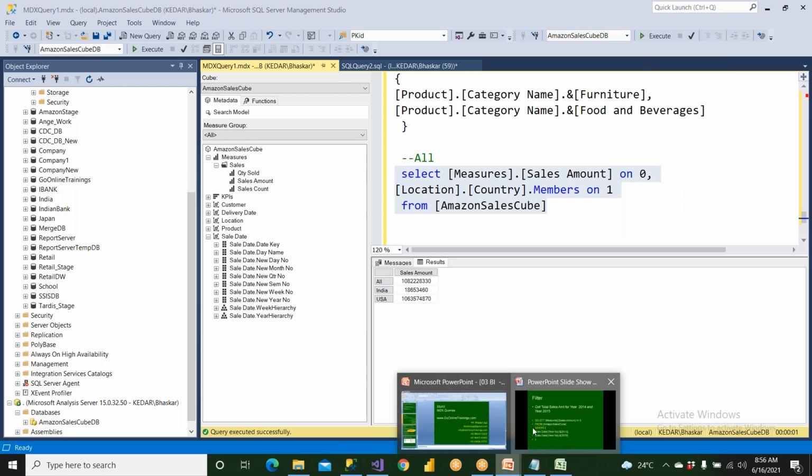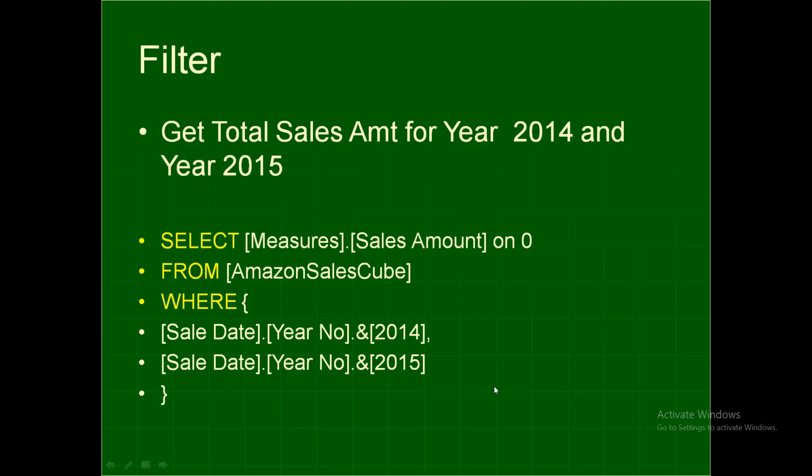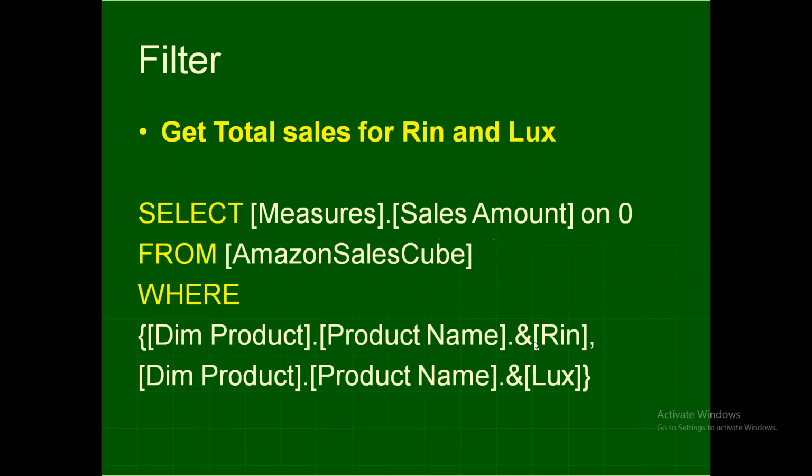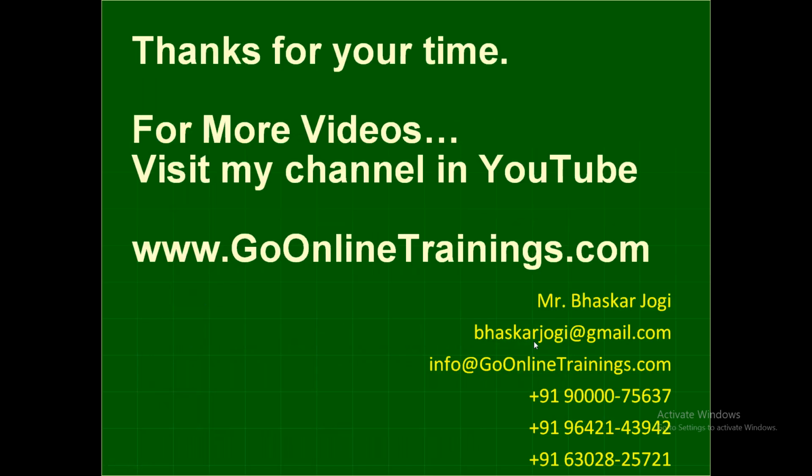Clear? So what is all member? What is that one I have discussed, and we also discussed what is the where clause and everything. So I wanted to have what is the sales of Rin soap, Dove soap. You can drag and drop individual items like this. Clear, guys?